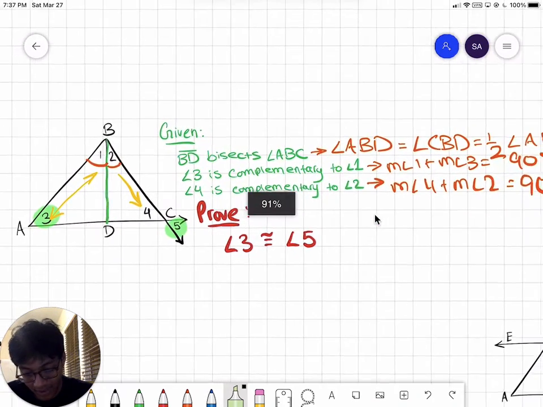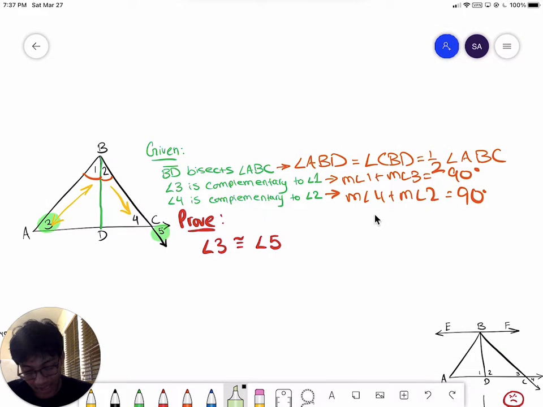So what does that mean in math terms? That means angle ABD, which is this angle, is equal to angle CBD, which is this angle, which is equal to half of the big angle. It's half of this whole angle. Okay, so that's what bisect means. It means to cut in half.